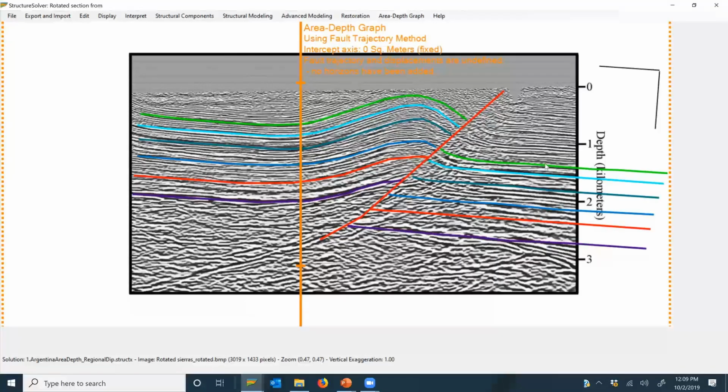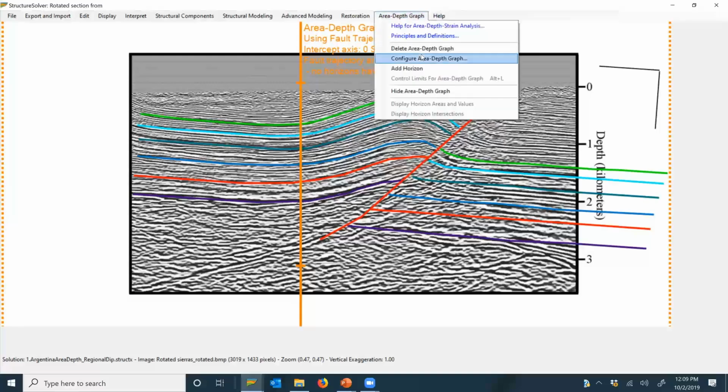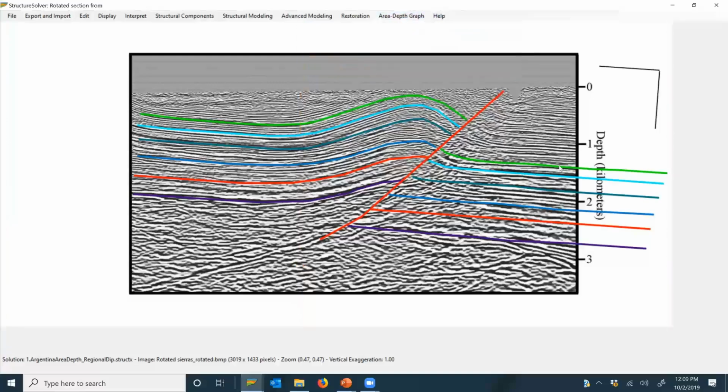The one limitation here, before I get too far ahead of myself, is that you'll notice there's also some regional dip on the structure. If we look at the dip of the interpreted footwall horizons, we can see that there's somewhere between about 4 and 5 degrees of regional dip. The entire structure is dipping off to the foreland. And so assuming that these are the undeformed footwall locations, that's a regional dip that we're going to need to deal with in order to correctly compute those fold areas.